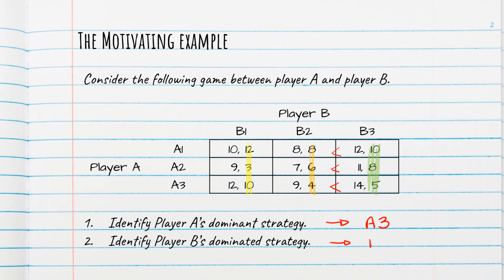Make sure you understand why. Because player B always prefers to choose B3, no matter what they think their competition is going to do, because B3 always yields a higher payoff. So that's how we find our dominant and dominated strategies. It's more of a conceptual thing and knowing how to read these tables to identify, is there a strategy you would always follow? And is there a strategy you would never follow?